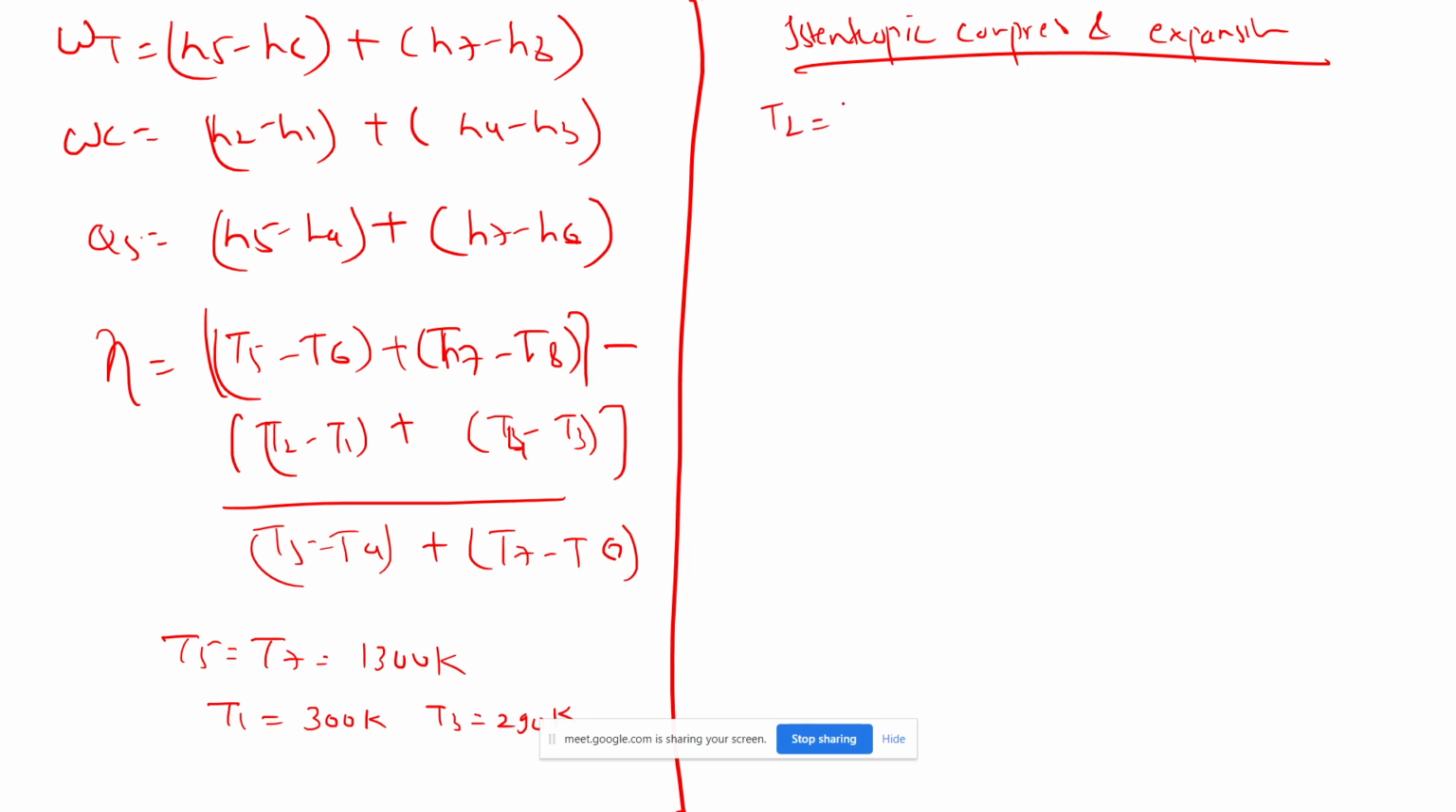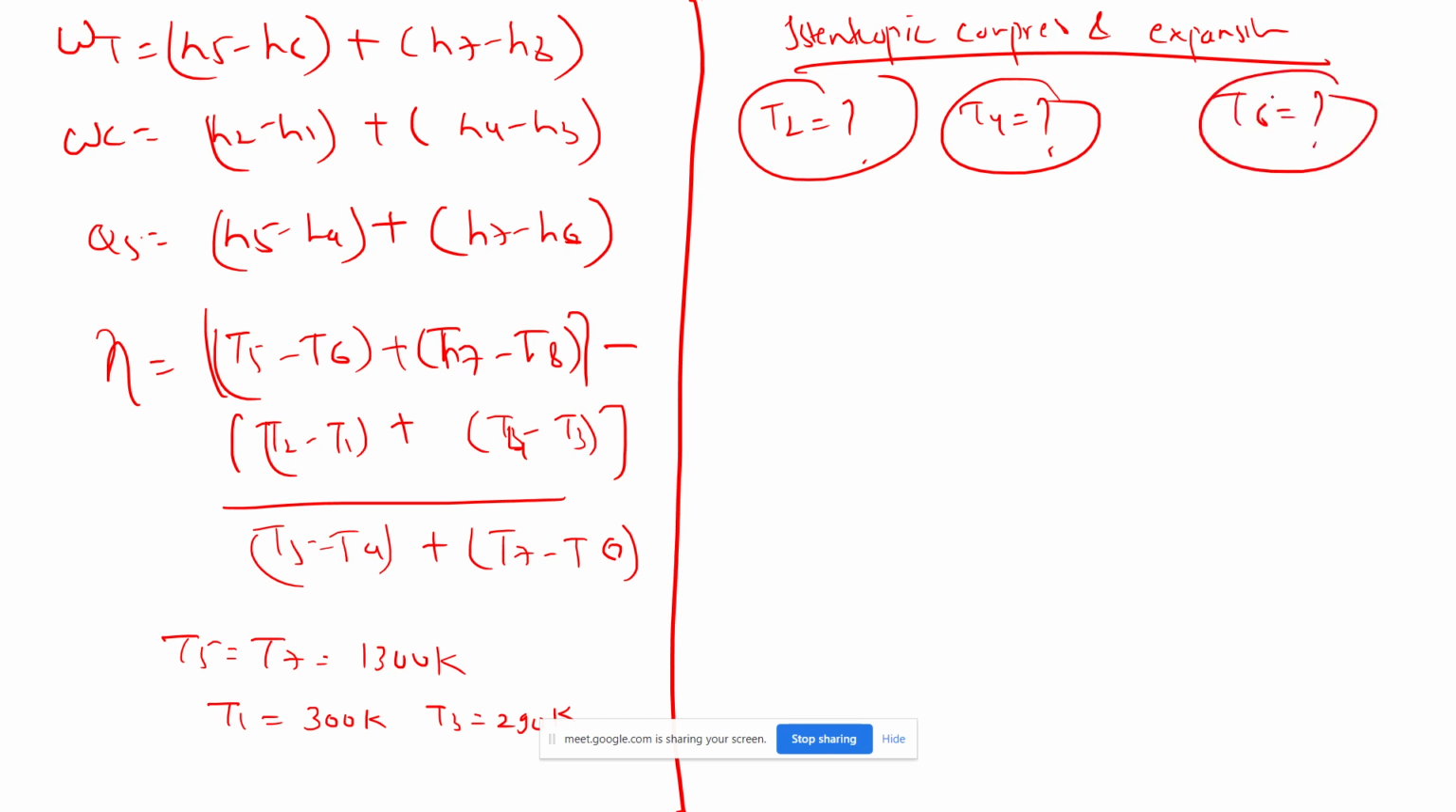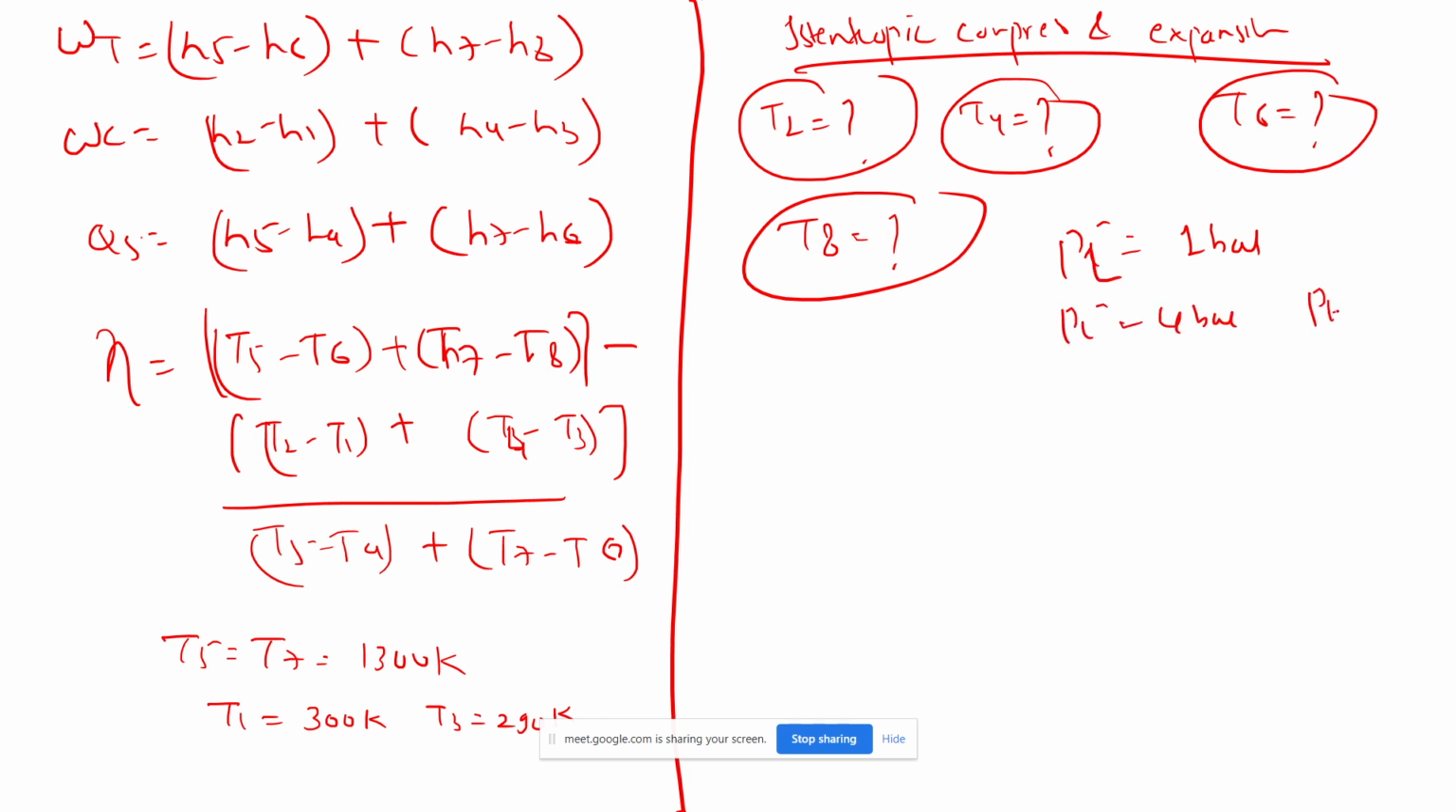What have you got? T2 is missing here, and T4 is also missing. T6 we have to calculate. Sir, can you tell what are PH and PL? PL is 1 bar. No, P lower is 4 bar and P higher is 8 bar.